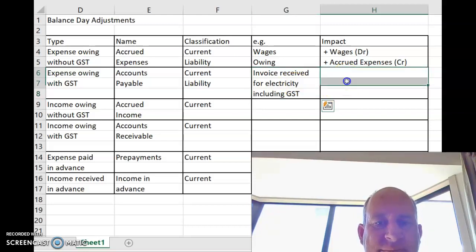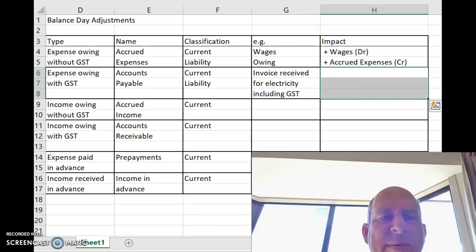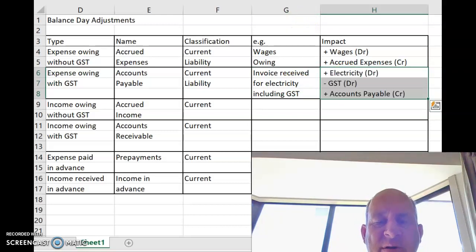The impact of that, because it's owing, means add on. Probably should have put that in the rule. So we're going to add on to electricity, and accounts payable we're going to add on because we owe more money to people. The GST is going to be a minus because we can claim that back off the government. So we're going to debit GST.